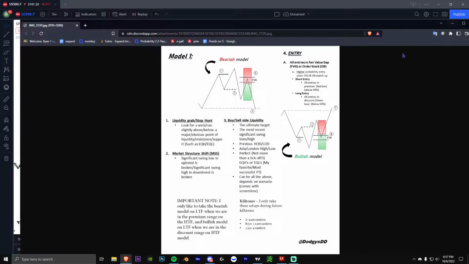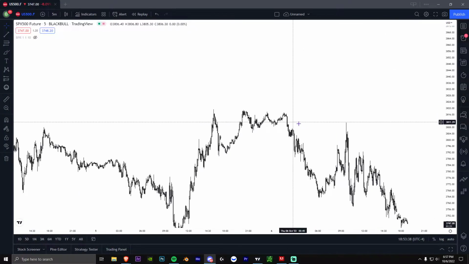I want you guys to realize something. After we have a market structure shift and we hit our fair value gap, where does price need to go? To complete the model, price must hit sell side or price must hit buy side. So if we're in the bullish model, it must hit buy side. If we're in the bearish model, it must hit sell side. So knowing that, I'm going to show you guys something.